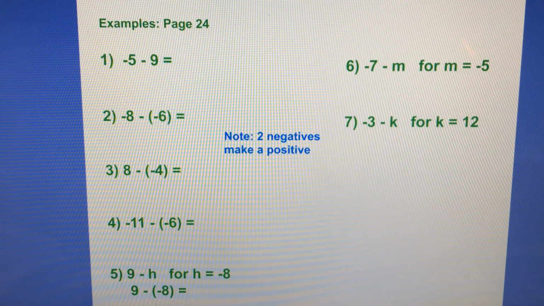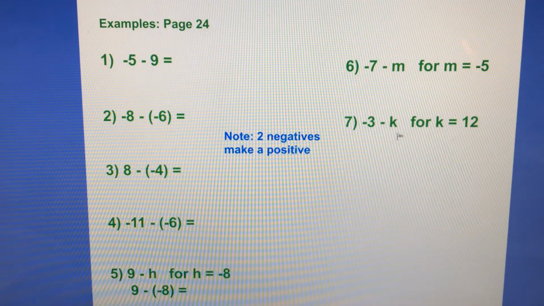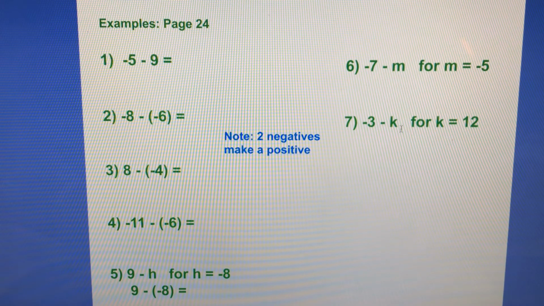So again, I'd like you to pause the screen and clean up your problems, try to solve them. Some of these are substitution, which I believe is on your quiz at the end of this. So substitute in, replace K with a 12, replace M with a negative 5. That doesn't mean you take away the subtraction sign. You have minus a negative 5, so be careful. Pause.